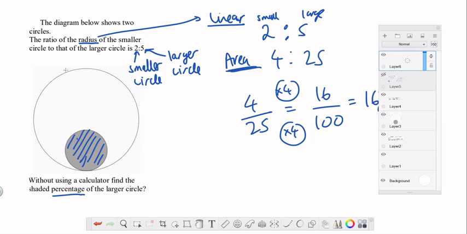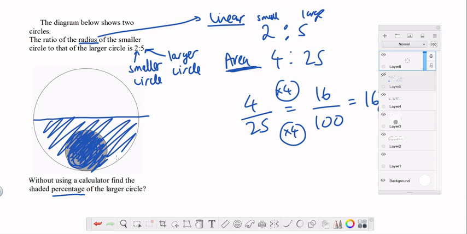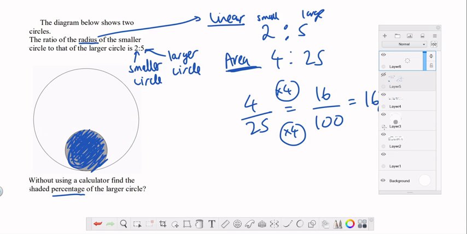16% of the big circle is actually shaded by this small circle, right? Not 50%. If it was 50%, half of it would be shaded then, wouldn't it? You can see only 16% is shaded. A small part of the big circle is shaded. It is 16%.